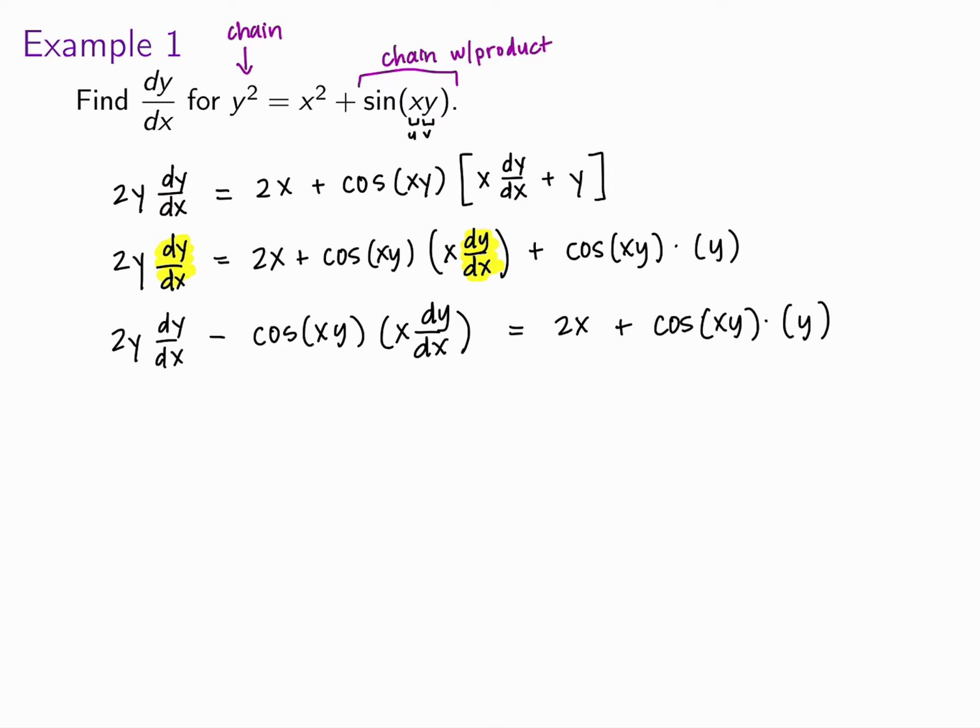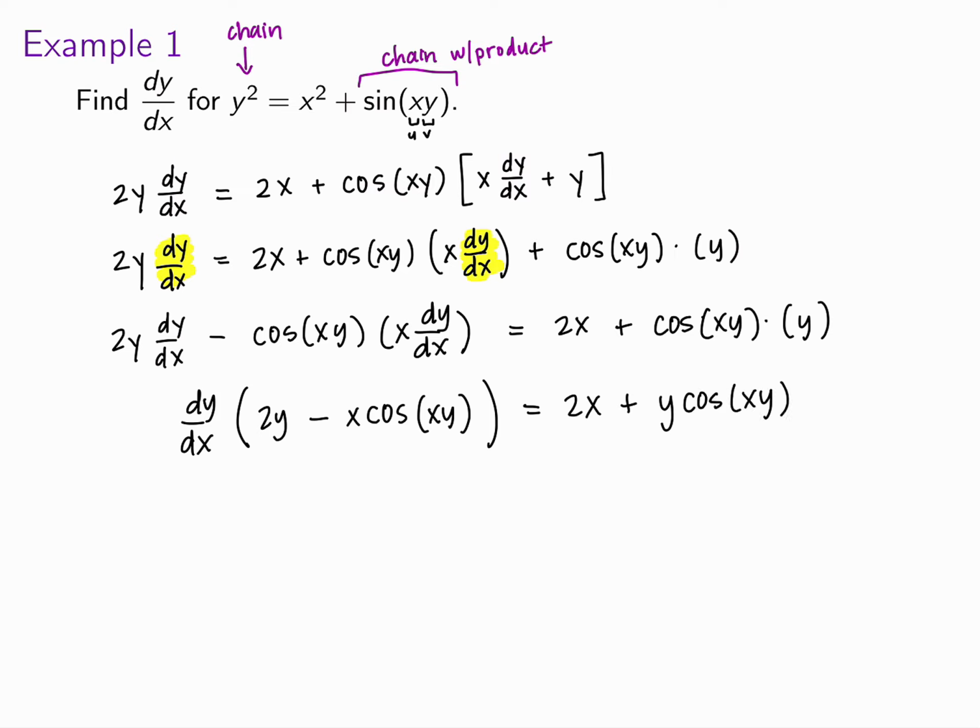All right, now I can factor out my dy/dx on this left-hand side. So dy/dx, and I'm left with 2y minus, and I'm just going to make a little change here to make it look a little bit better. I'm going to take this x and put it in the front just so it looks a little bit nicer. So x cosine of xy. And this equals 2x plus, and I'm going to do the same thing over here. I'm going to move that y to the front so it just looks a little bit better.